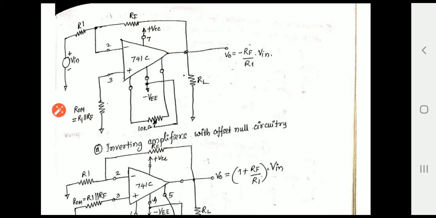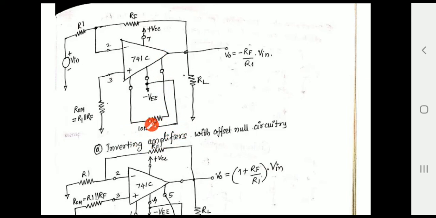This resistor should be equal to R1 in parallel with RF, because when any input is applied to the inverting terminal, the values of R1 and RF are directly reflected at the non-inverting terminal. This means this resistance should always equal the parallel value of these two resistors. Now, this is the 10 kilo ohm resistor which is connected here.